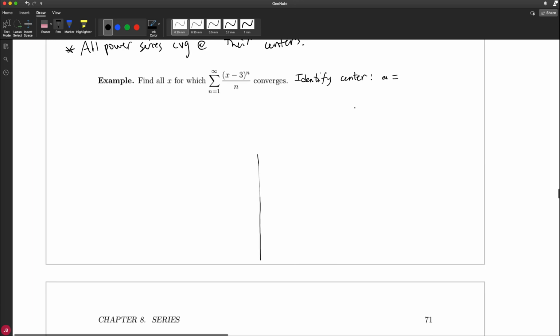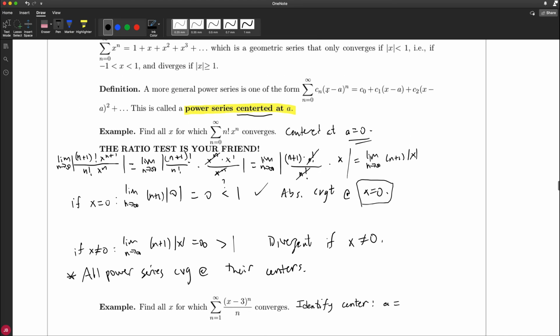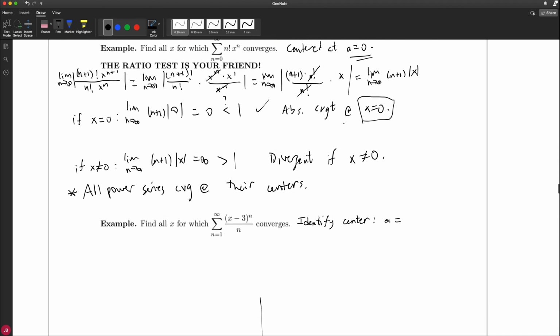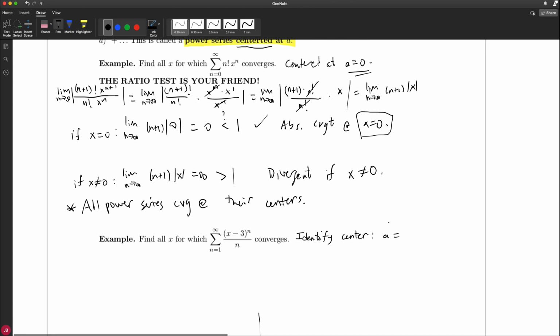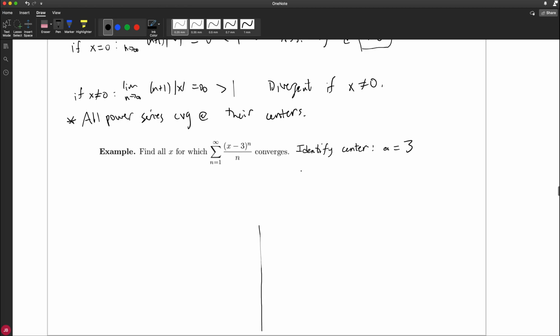So let's come down here. This one is going to be a little more typical of what you'll see of finding power series and where they converge. So let's first identify the center. Well, if you need to take a peek above, you'll notice that the center is, well, what's the x minus a? So that'll be 3, right? So with a equal to 3, that's the center. Okay, so let's apply the ratio test here.